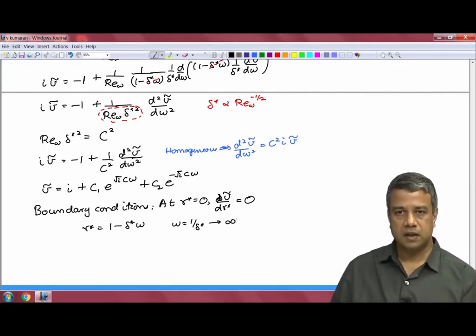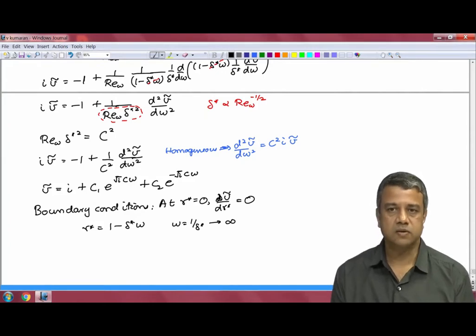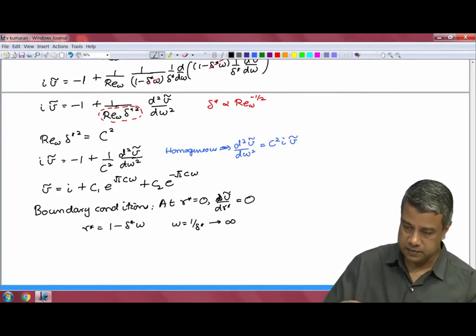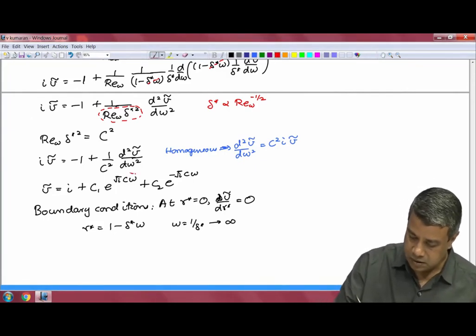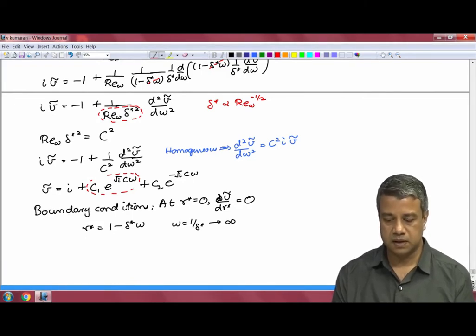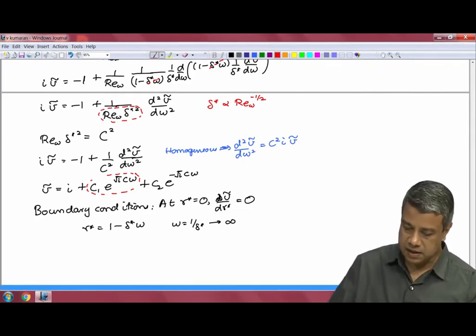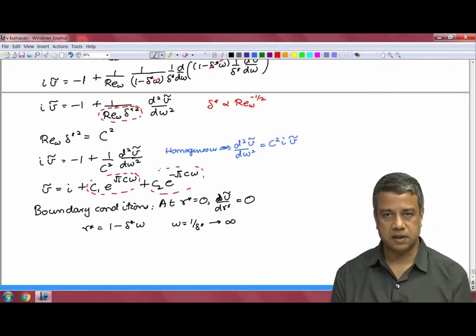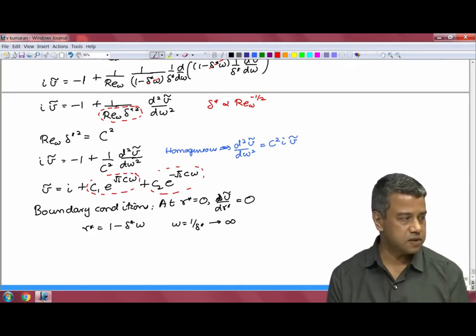As W goes to infinity, the slope has to go to 0. In this equation, this first term goes to infinity as W goes to infinity. Therefore, the constant C1 has to be equal to 0. And as W goes to infinity, this second term is the exponent of a negative number, so this goes to 0.